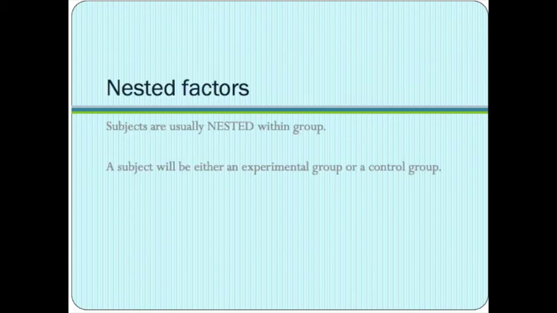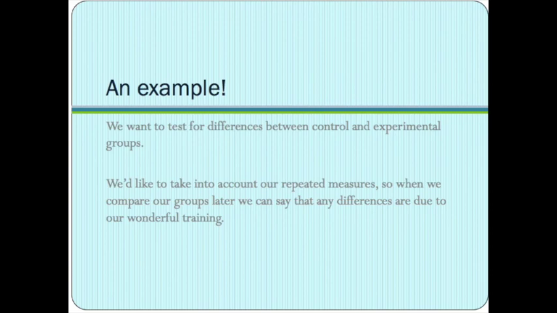Nested factors, you have certain factors only within one group. So for example, if you have a pre and post test design with experimental and control group, usually what happens is subjects are nested within groups. So your subjects will either be in the experimental group or they'll be in the control group. You generally would not have the same subject in both the experimental and control group. You know, there are a lot of examples of that. Say, schools.